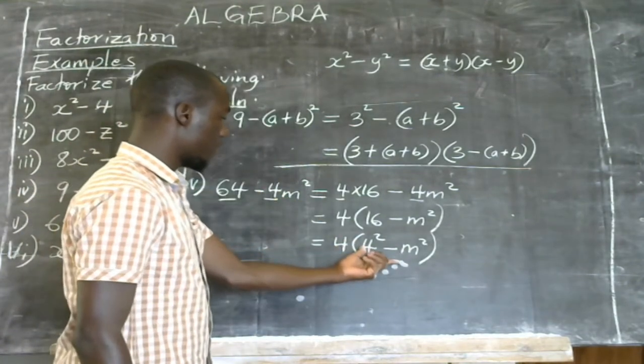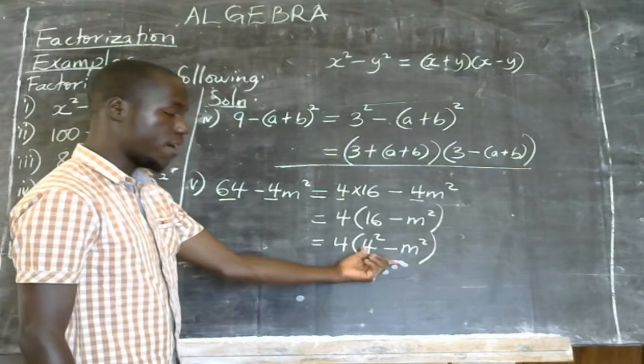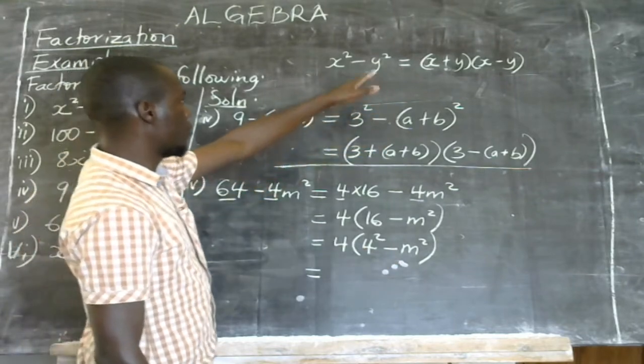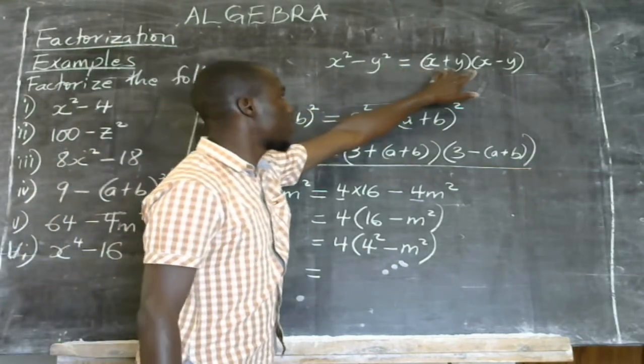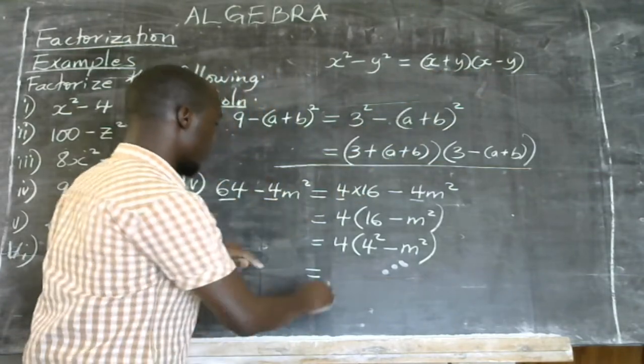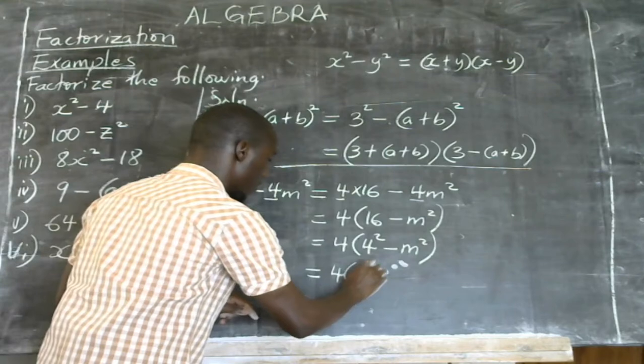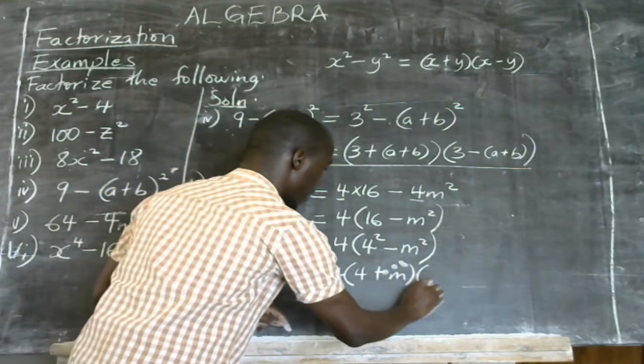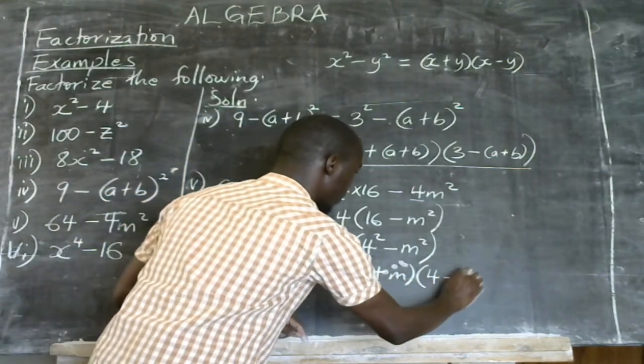This bracket here becomes a difference of 2 squares. Now I'm going to use these identities to substitute. So this is going to be 4 into 4 plus m, then another bracket 4 minus m.